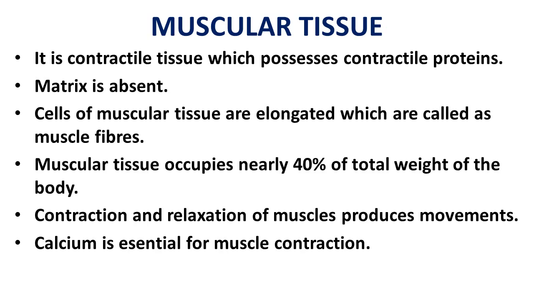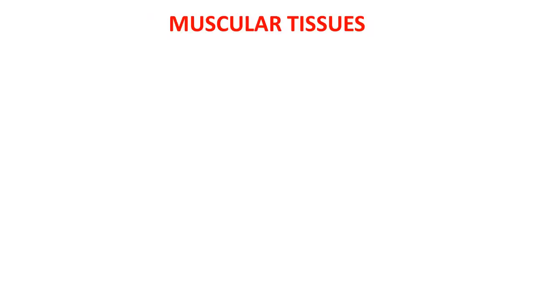When you look into the cells of the muscular tissue, they are elongated, and that's why those elongated muscle cells are also known as muscle fibers. This particular tissue occupies about 40% of the total weight of the body, and it is responsible for the contraction and relaxation of the muscles. The contraction is because of the presence of a mineral in the muscle which is known as calcium.